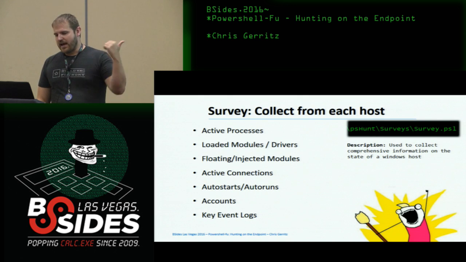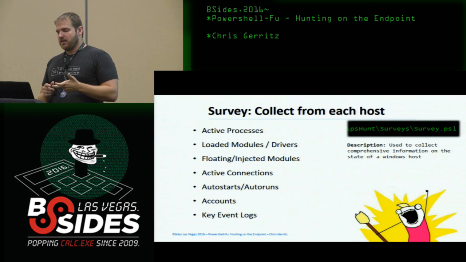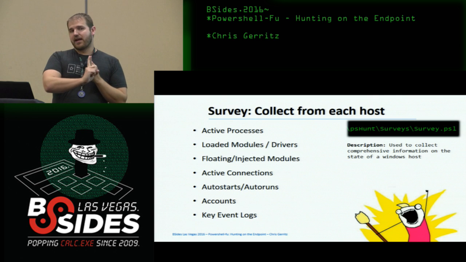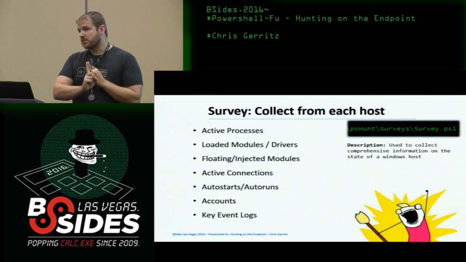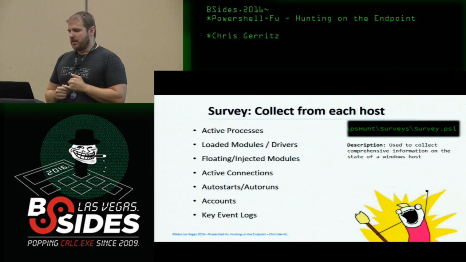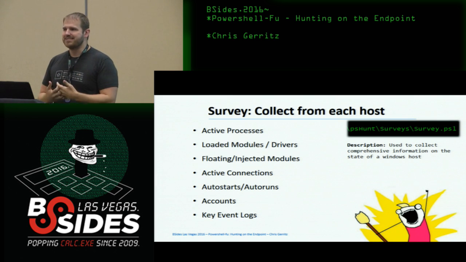What we're going to do is get active processes, modules, drivers, and any floating or injected DLLs in memory. We're going to look for active connections and any autostarts. The implementation I have for autostarts is just Autoruns, so it'll download Sysinternals Autoruns. It's not perfect, but it does the job. And accounts and key event logs for execution. The idea for the survey is to collect enough comprehensive information to tell me the state of this system.